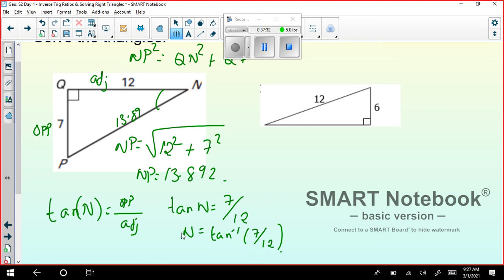Substitute this in the calculator. Once again, make sure you are in degrees. Tan inverse of 7 divided by 12 gives us 30.256. So the measure of angle N equals 30.256 degrees.